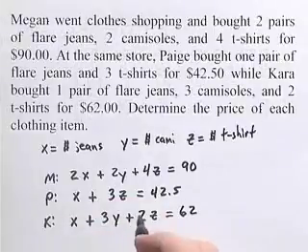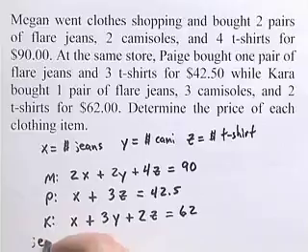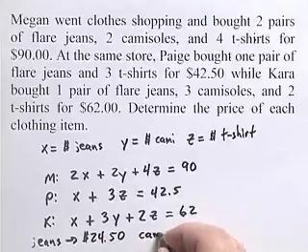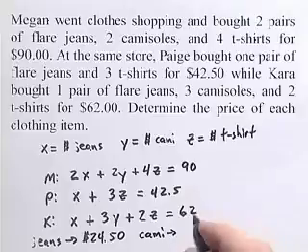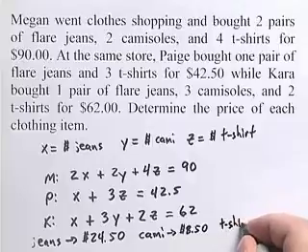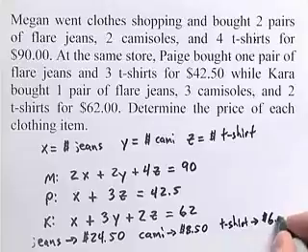So coming back to our system, we can see that each pair of the flare jeans costs $24.50. Each cami will cost $8.50. And each t-shirt will cost $6. And so we found the price for jeans, for the camis, and for the t-shirts.